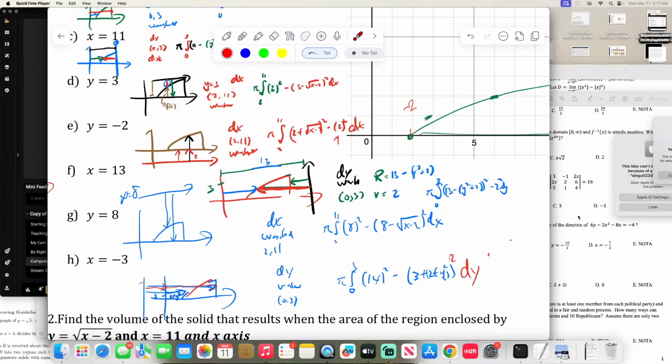Yes, Hannah. So why is it 14? Why is it not 2 plus 3? It's 14 because you rotate all the way here. And this is 3 plus this. So 3 plus all the way to the end of the vertical line. So that's why it's 14. The distance from x to the function.